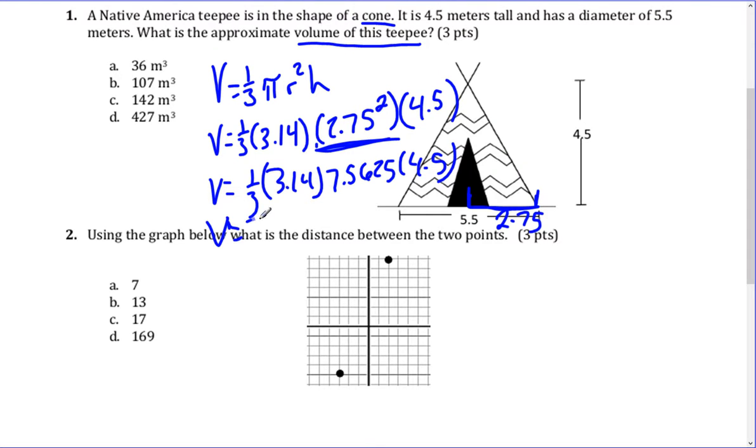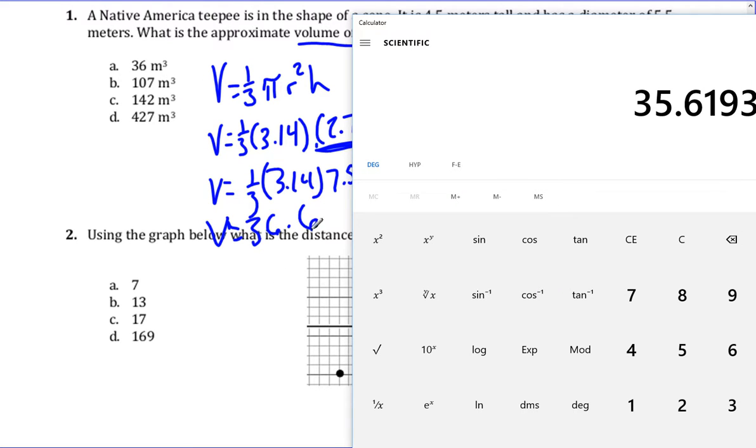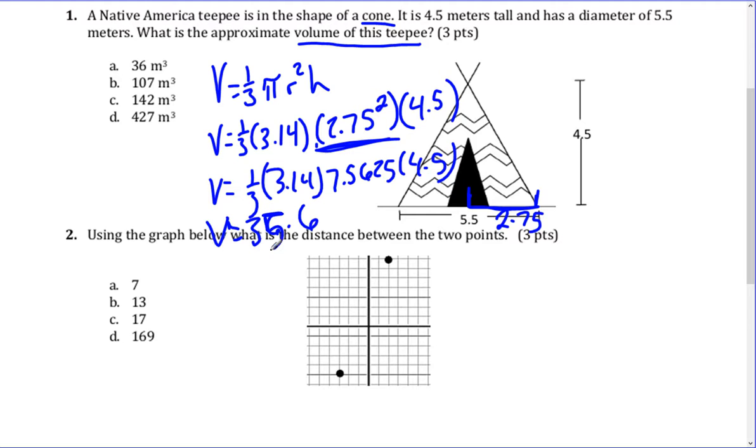So what is the approximate volume of the teepee? Oh, I'm sorry, 35.6, not 36.6. So I guess we're going to have to go with letter A. That is the volume that we found. We used the radius of 2.75, the height of 4.5, pi, and 1/3. I assume one of these answers is what you get if you put in 5.5. You'll probably get one of these wrong answers. So make sure you use the proper formula, do your exponents first, and make sure you're using a radius instead of a diameter.